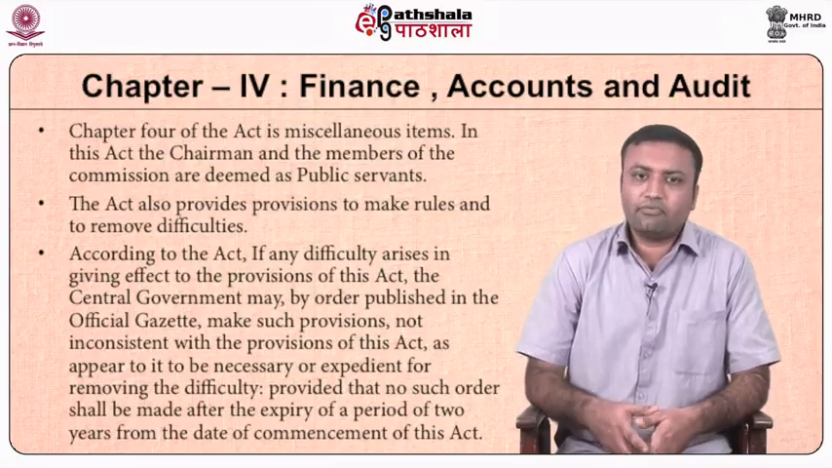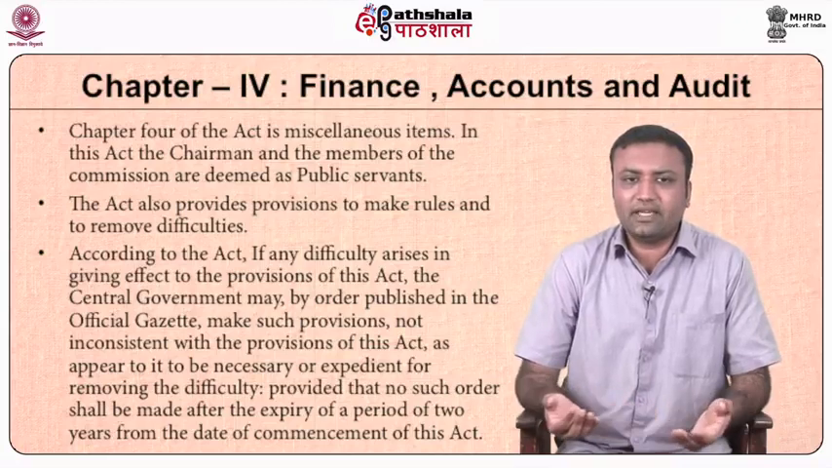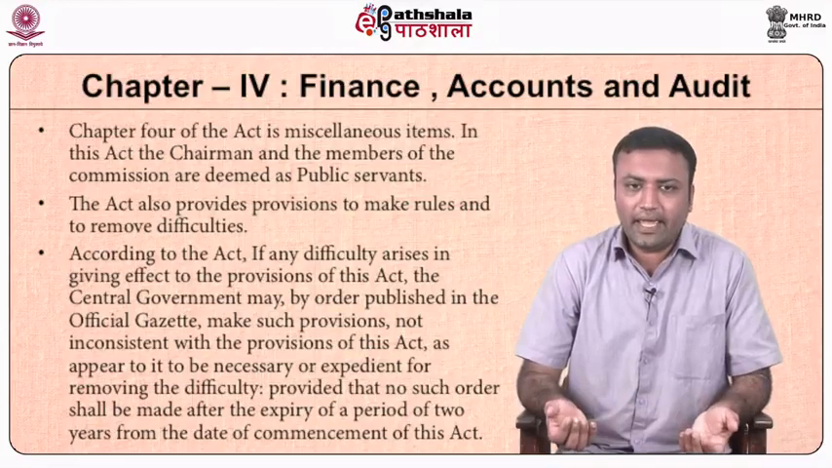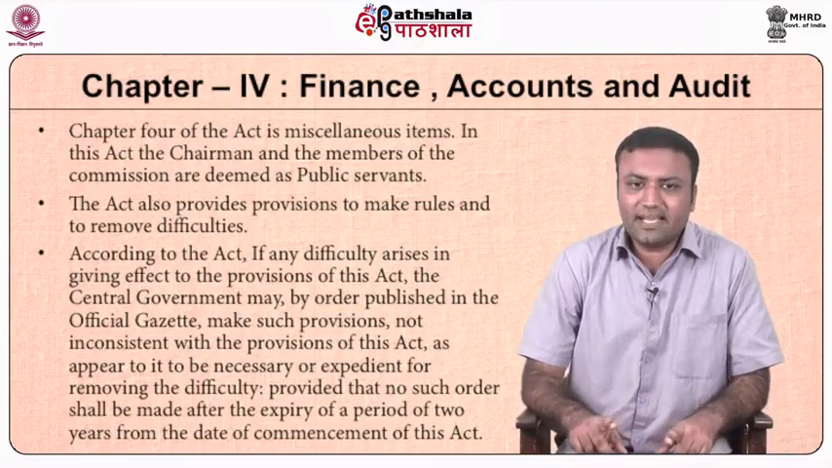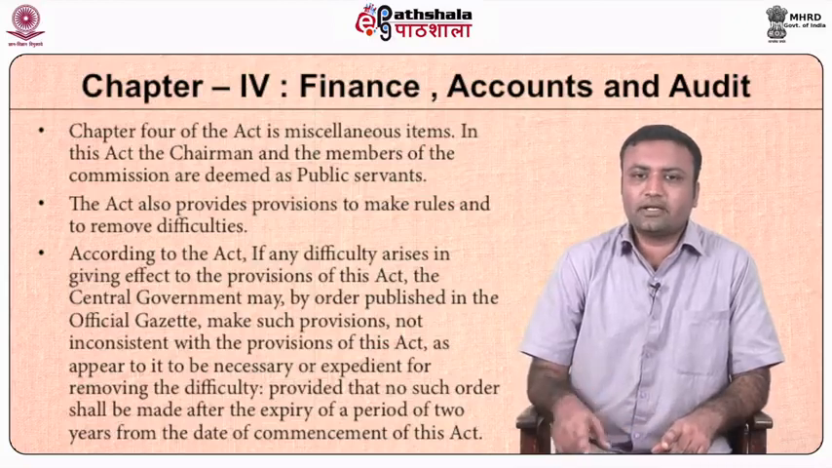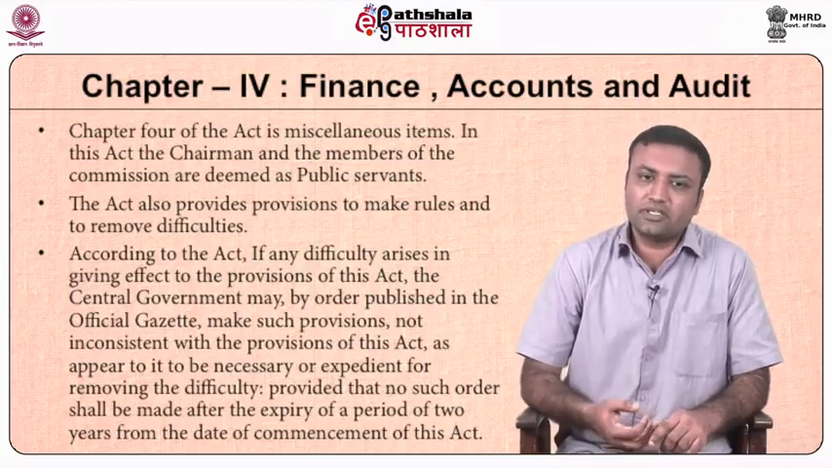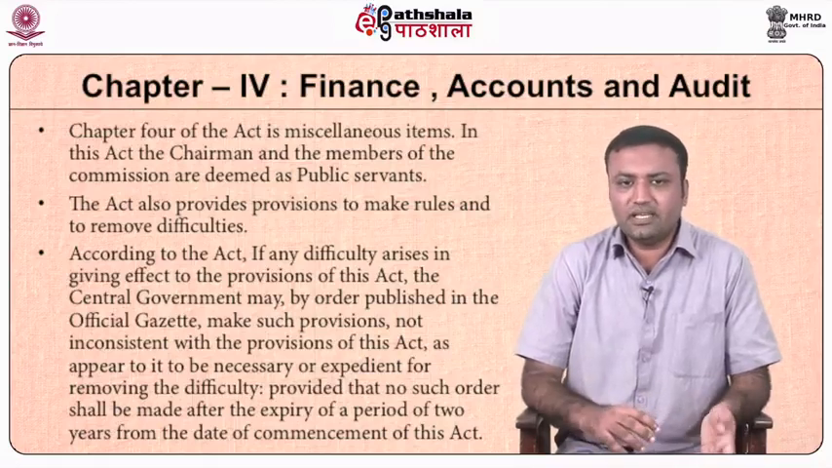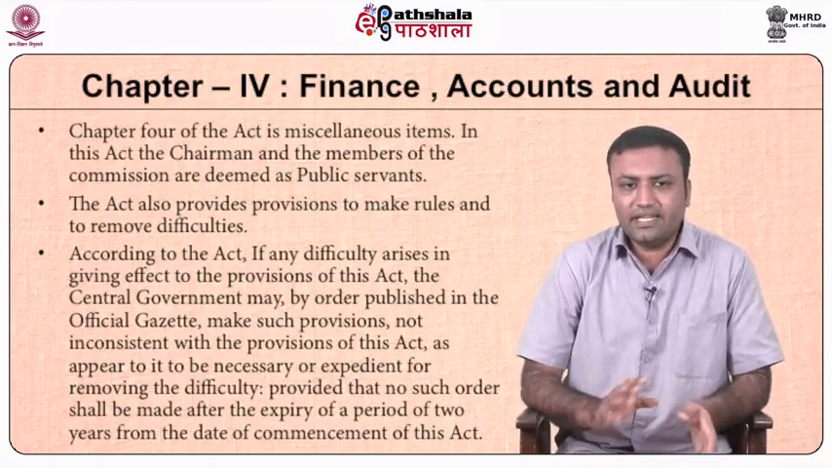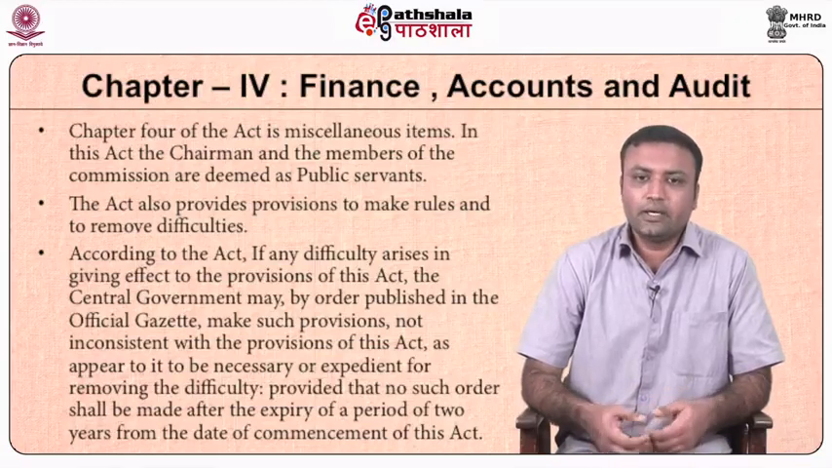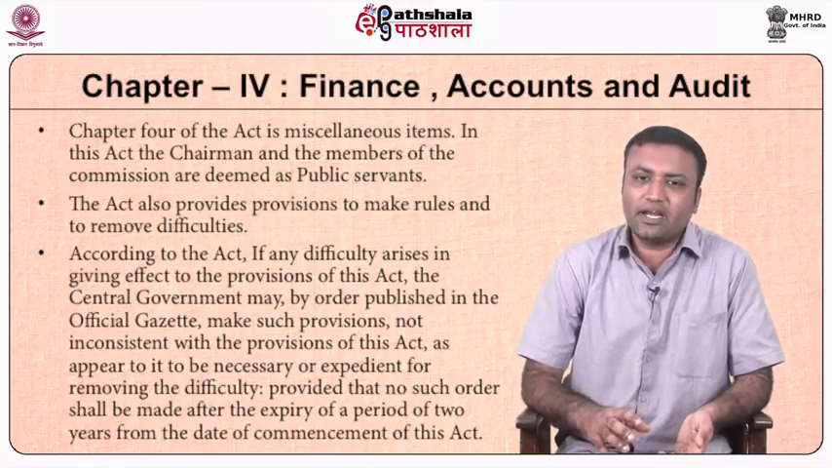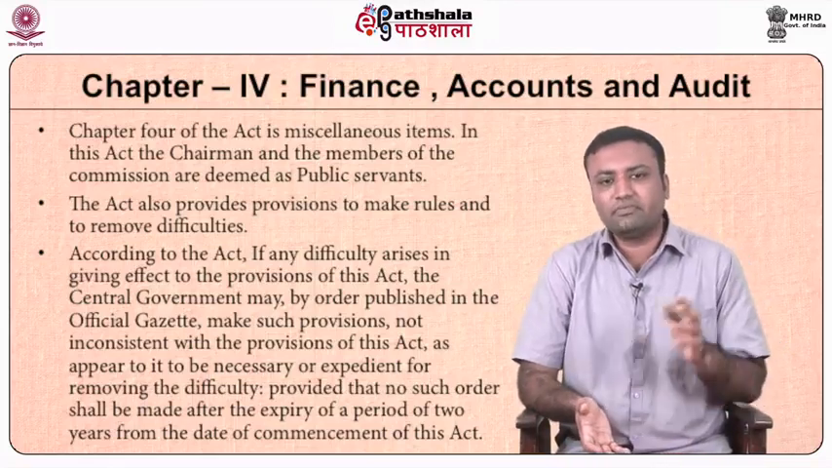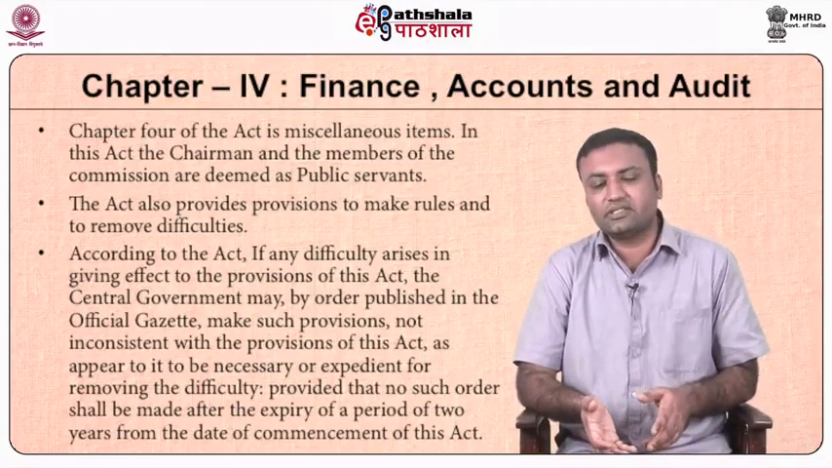According to the Act, if any difficulty arises in giving effect to the provisions of this Act, the central government may, by order published in the official gazette, make such provisions not inconsistent with the provisions of this Act as appear to be necessary or expedient for removing the difficulty, provided that no such order shall be made after the expiry of a period of 2 years from the date of commencement of this Act.